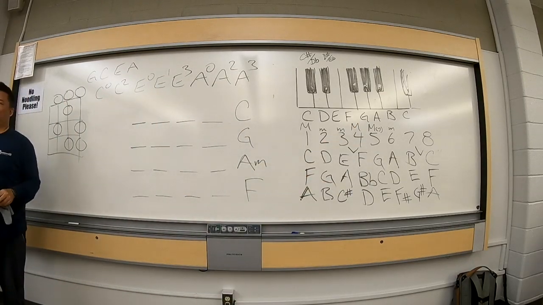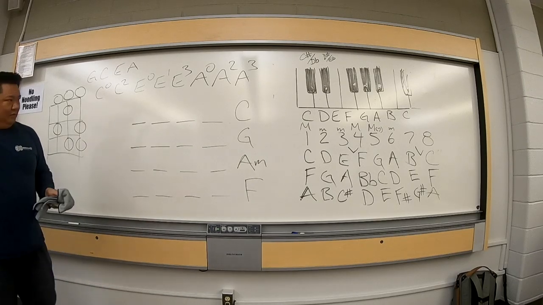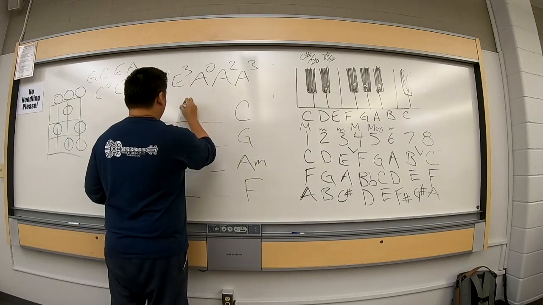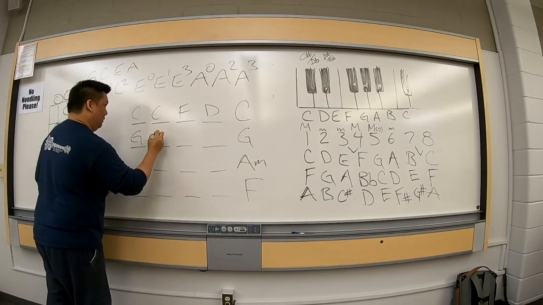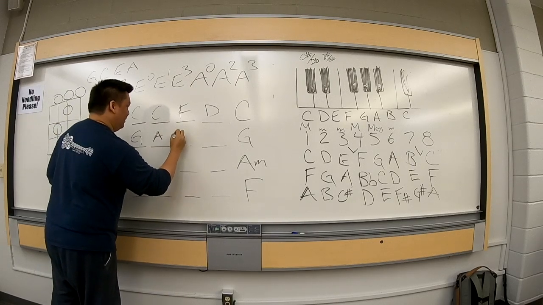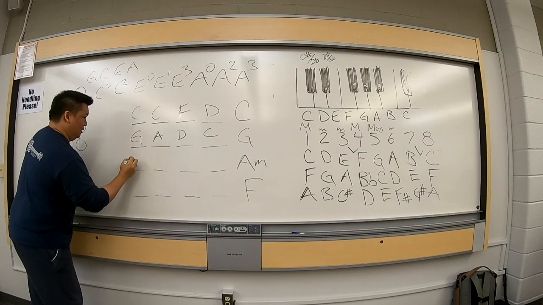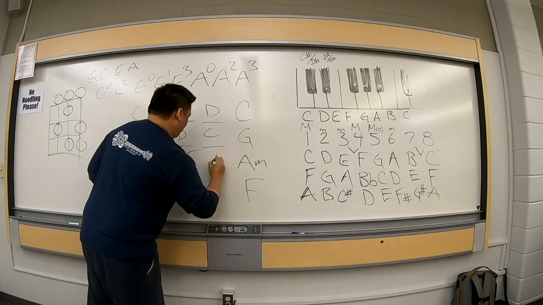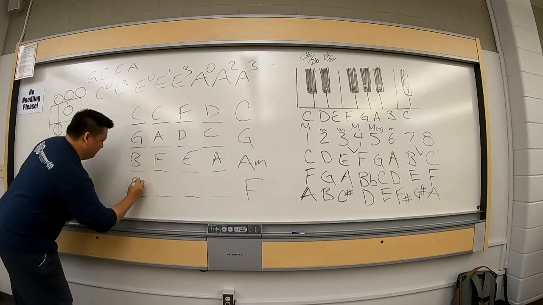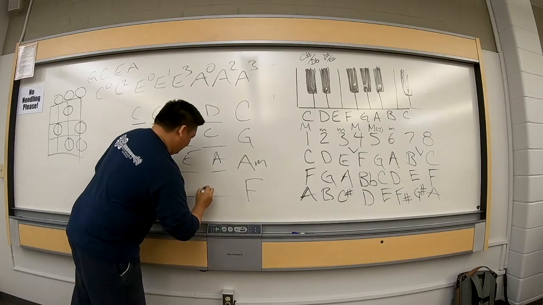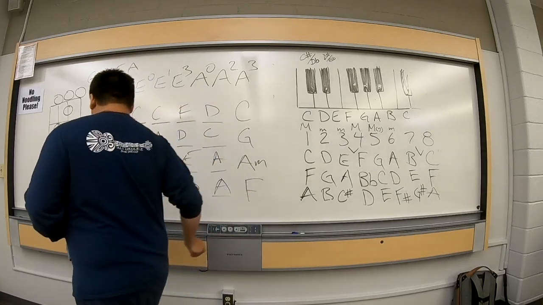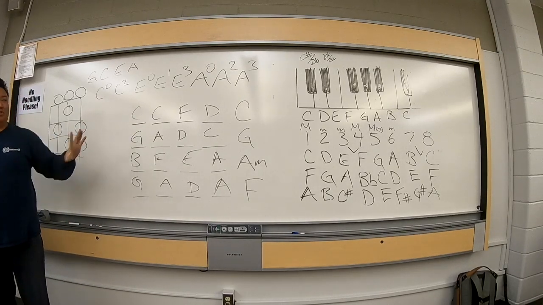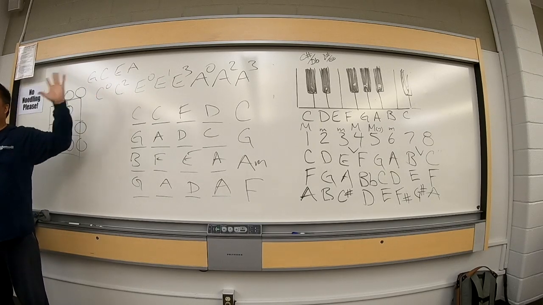Now, in the key of C, how many sharps and flats do we have? None. Shout out letters to me. Notes in the key of C. C, F, G, D, A, E, B. These are just random notes in the C scale.